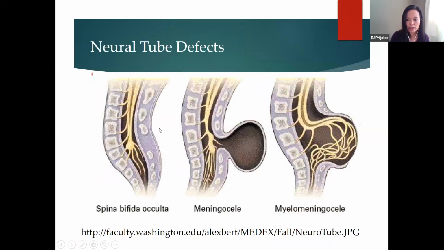And there are various degrees of neural tube defects. So spina bifida occulta, this really doesn't or shouldn't cause any major issues. It's more of a radiologic finding where the dorsal vertebrae are not as well formed. And then with a meningocele, this type of neural tube defect, you see a cystic lesion, but no neural tissue. And then the myelomeningocele, where the neural tissue is involved in that cystic abnormality.